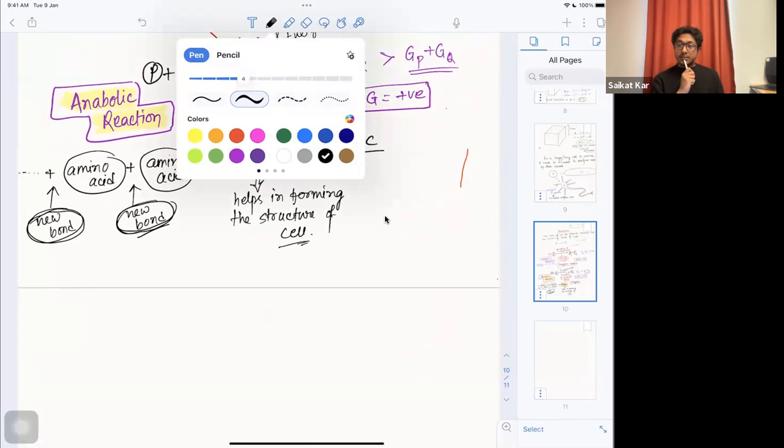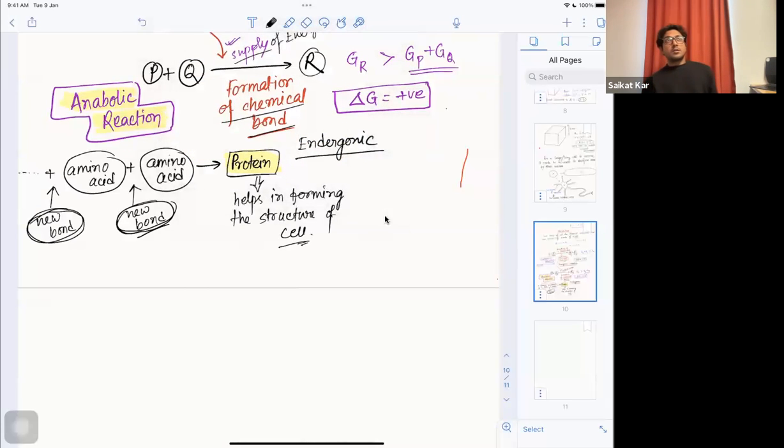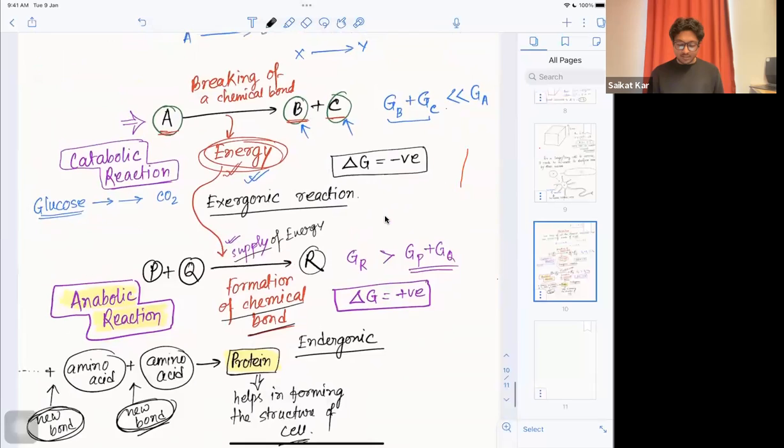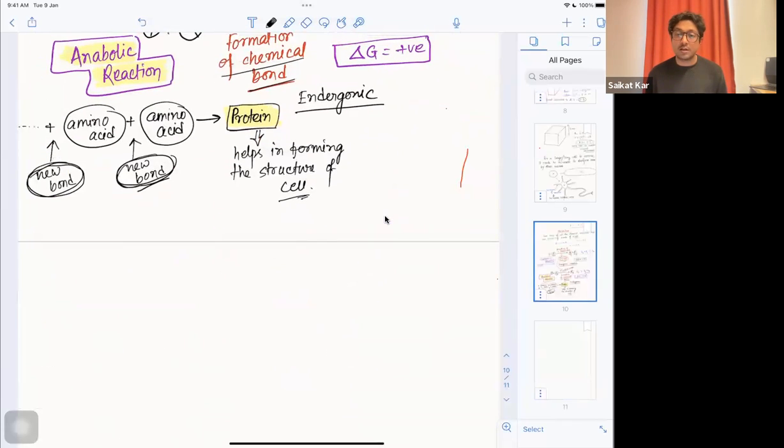Okay, so if there is any case that G becomes 0, then there is no reaction, obviously. So there will be no reaction. For any reaction, there should be a change in free energy.